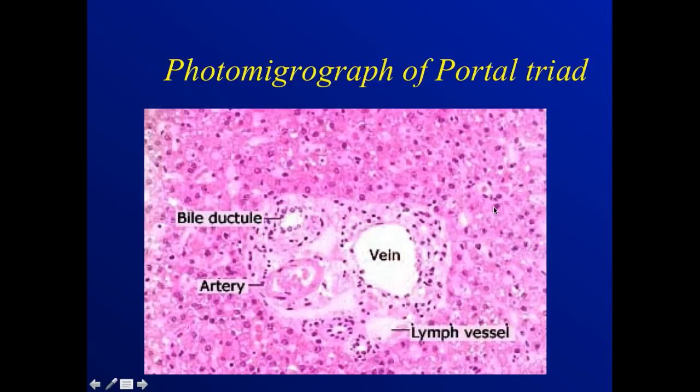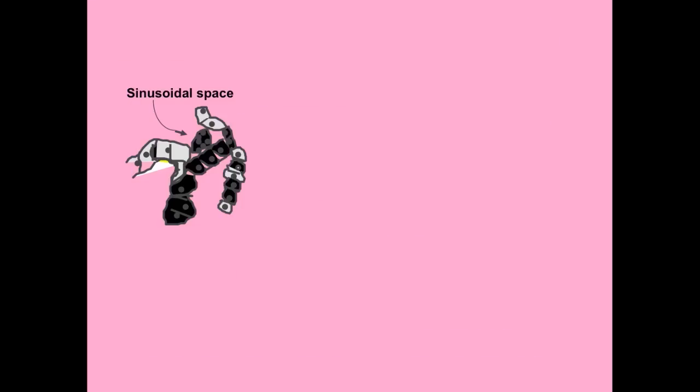If we were to look at the photomicrograph under a microscope, stained with hematoxylin and eosin, this is what I meant for this portal triad. You see the bile duct, the artery and the vein. This is like at the corner, but of course you are not able to see the hexagon here. This is what you will see when you have a hematoxylin eosin slide of liver tissue.